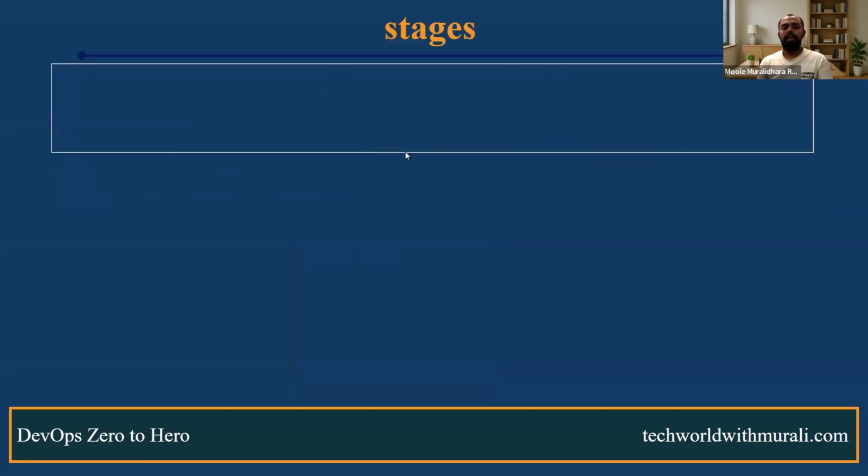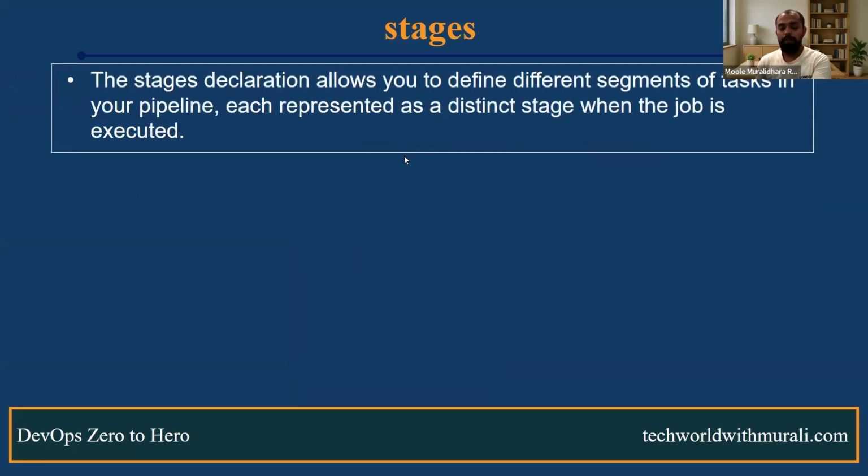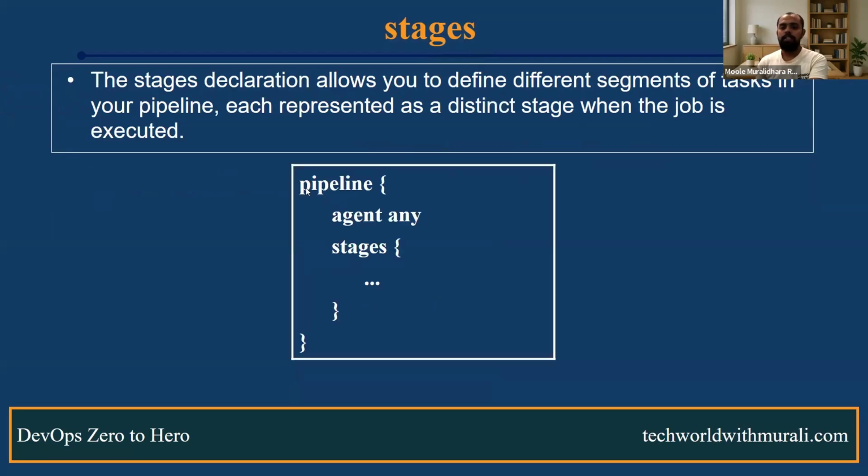Stages. As I said, inside the Jenkins pipeline tag, stages is the only one we can define. Inside the stages, we can define multiple stages. Here you can see pipeline open close, agent any, we already discussed, then stages open close. Again, I'm repeating, inside the pipeline block, we can define only one stages. Inside the stages, we can define multiple stages.